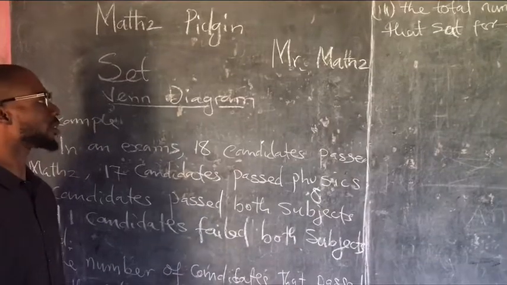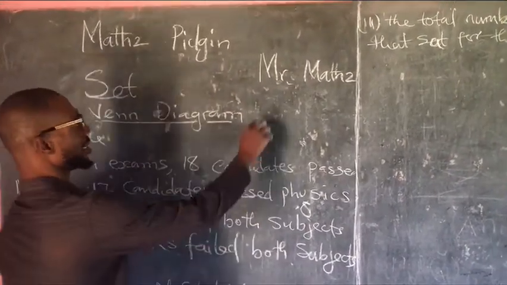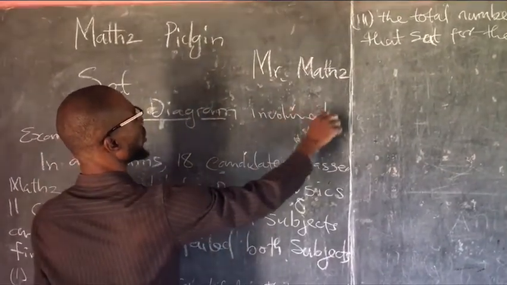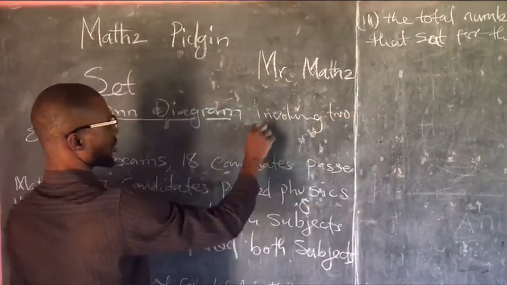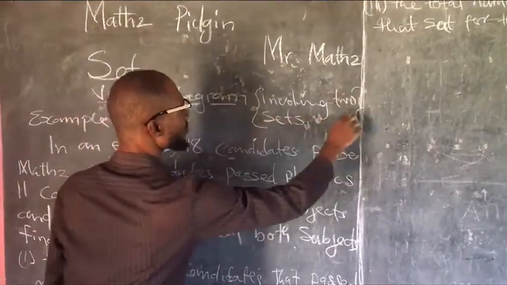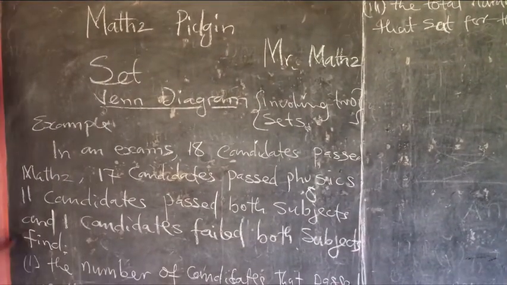Now we dey answer question for Venn diagram involving two sets. Two sets, abi? Now wetin we dey do? Now, make we check this question out.